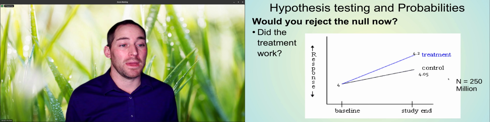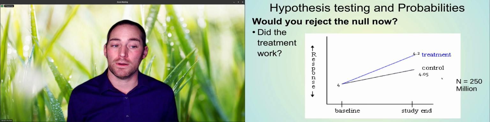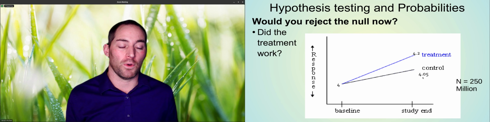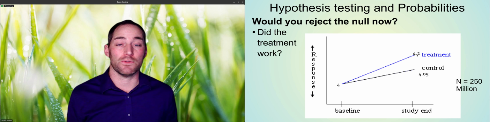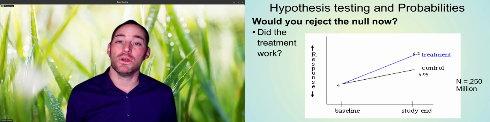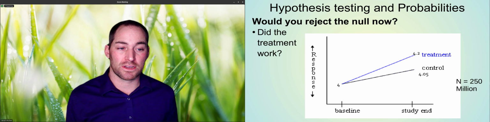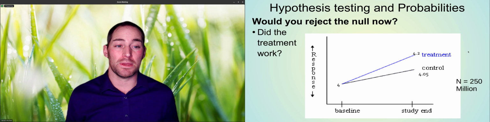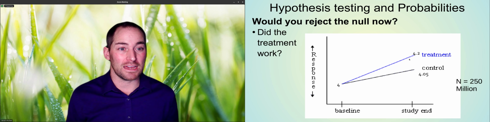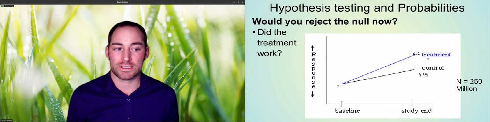Here, though, I can make a much clearer claim. So the baseline here for creativity was 4. At the study end, 4.05, so very little change in the control group. 4.2 for the treatment group. And this was 250 million people. So half of that was in the control, half of that was in treatment. I can be pretty sure with 250 million people, this isn't a really big effect size, but I can be pretty sure that I would reject the null hypothesis. This is a true difference here.